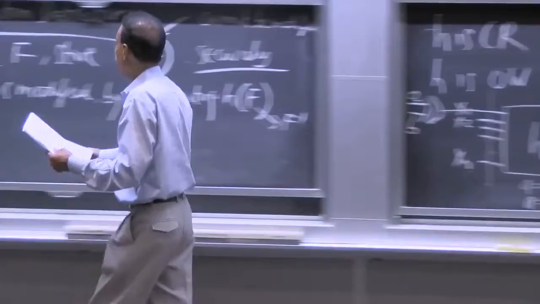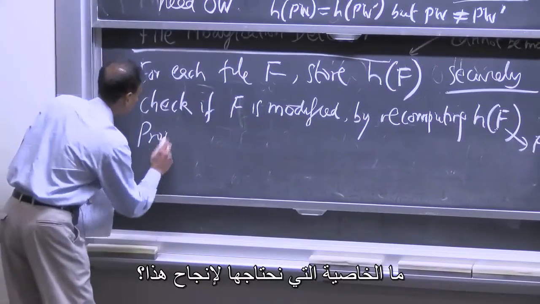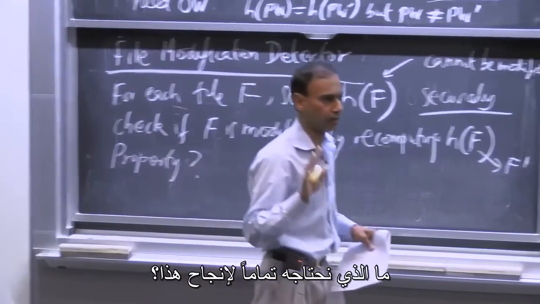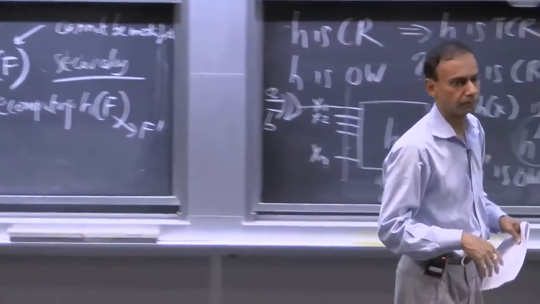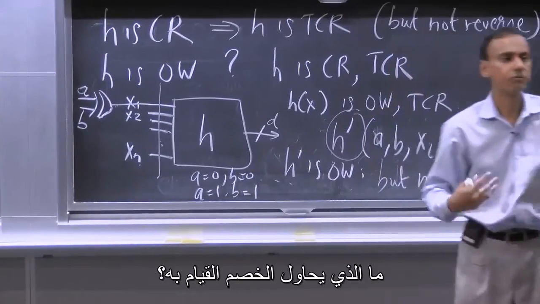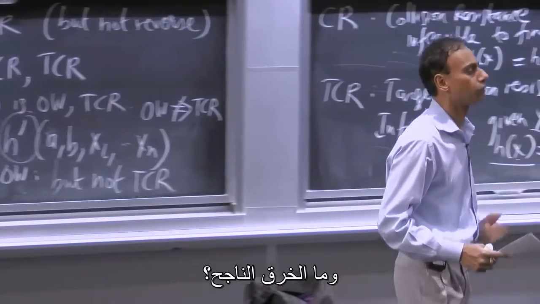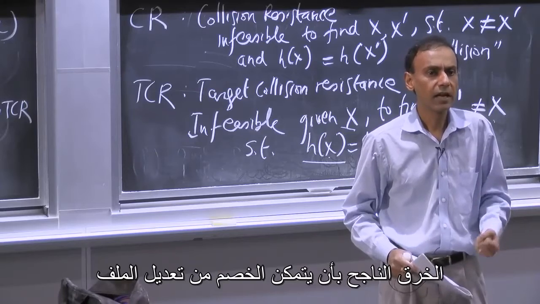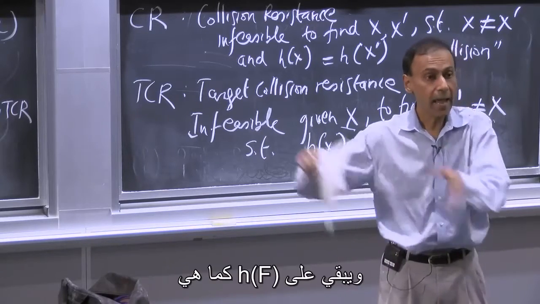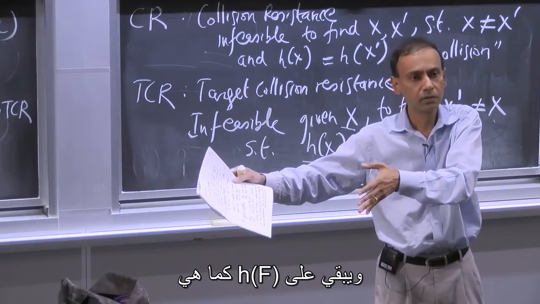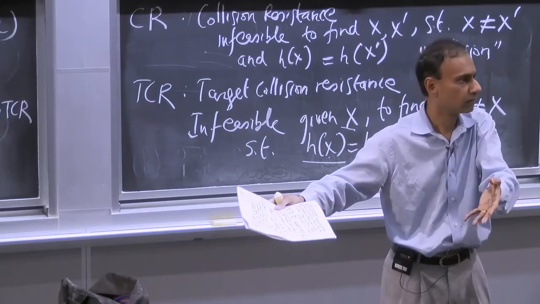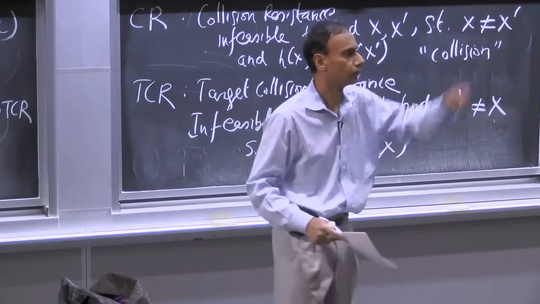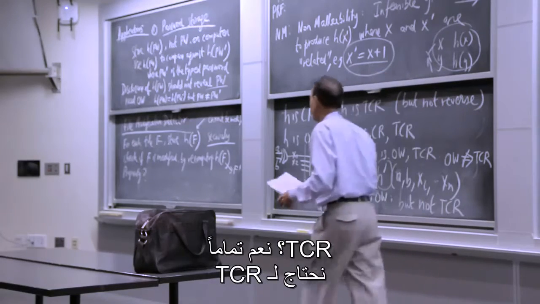And so what property do we need in order to pull this off of hash functions? What precisely do we need to pull this off? What is the adversary trying to do? What is a successful break? A successful break is if an adversary can modify the file and keep H of F the same, right? That would be a successful break. Yep. Go ahead. TCR? Yeah, absolutely. You need TCR.